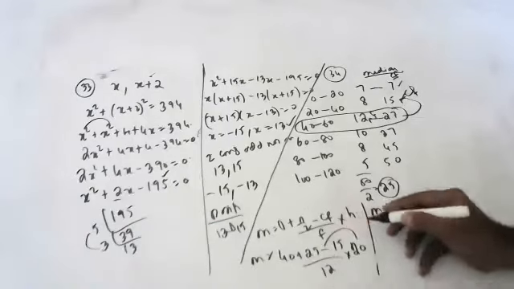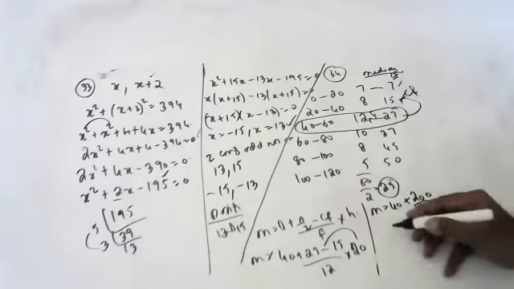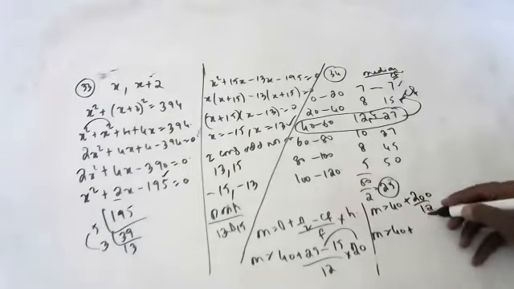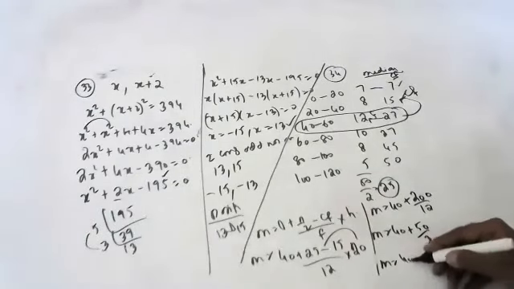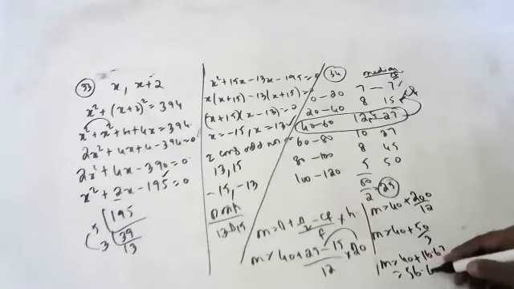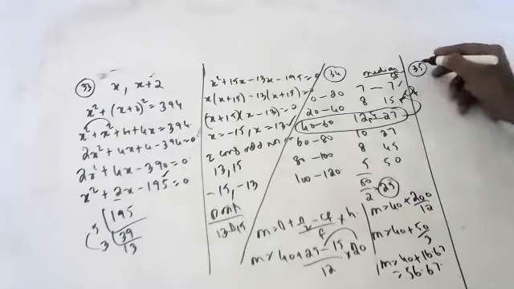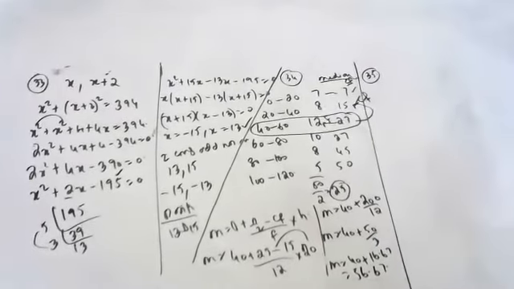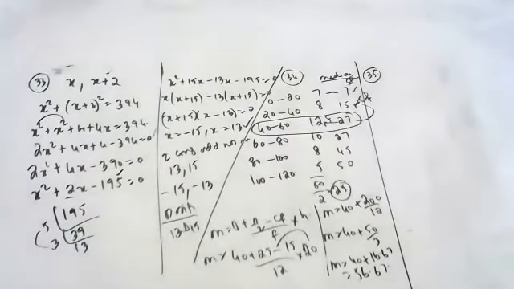So 40 plus 10 into 20 is 200, 200 by 12, children. So 40 plus 100 by 6, 50 by 3, children. 50 by 3 is 16.67, so 40 plus 16.67, that is 56.67, is the median. Like that you have to do. Hope you are able to understand, children. Please take practice, children. Various questions, if you do practicing only, then you will become perfect.